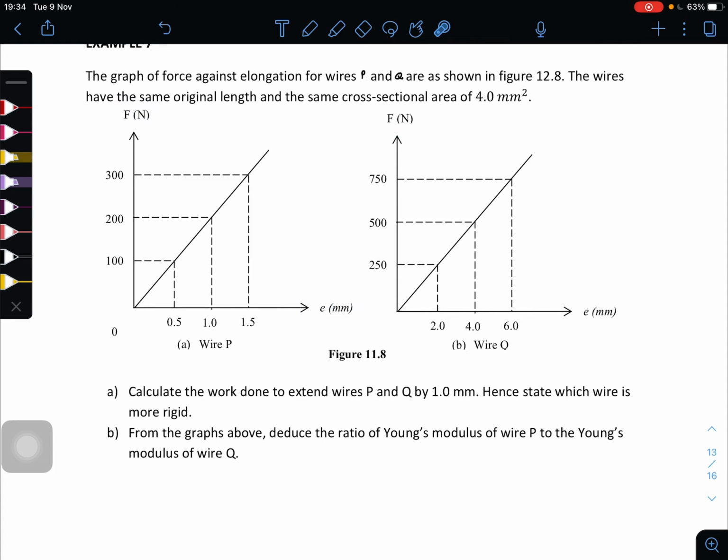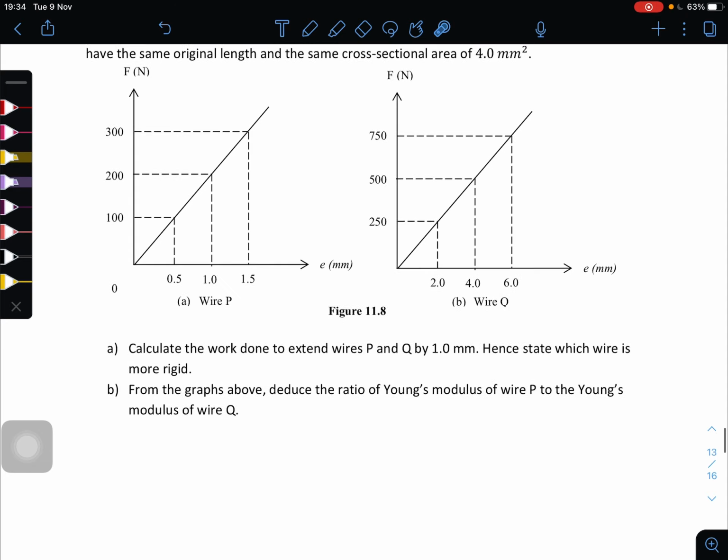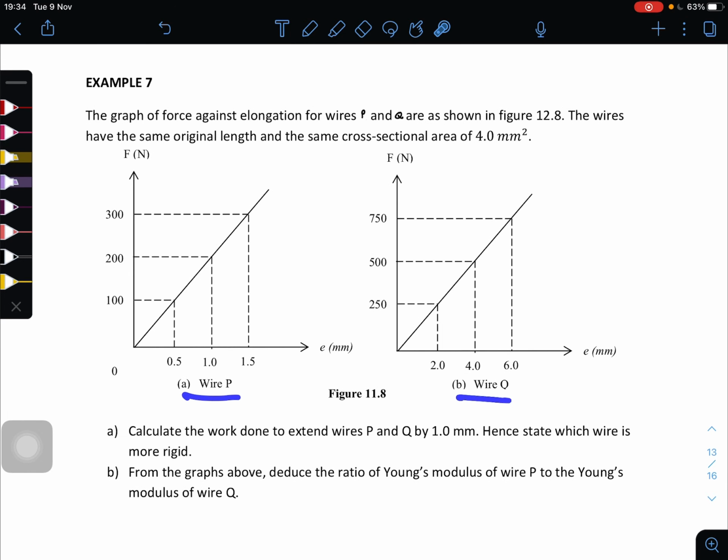First question, calculate the work done to extend wires P and Q by 1 mm. Hence, state which wire is more rigid. Second one, from the graph above, deduce the ratio of Young's modulus for wire P and Young's modulus for wire Q. Okay, so wire P and Q, they have the same original length and the same cross-sectional area, which is 4 mm square.